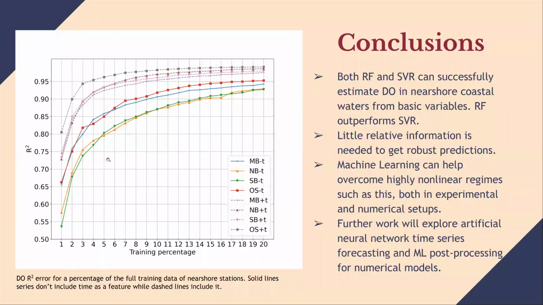Additionally, we also wanted to know how much training data we could actually use to train the model to get a good enough approximation of dissolved oxygen. And we have found that if we use time as a predictor, then we can get away with only using around 4% of the data to get more than 0.9 R-squared. But if we don't use time, which as we remember was the most important predictor, we have to go all the way to 15% of the training data that we started with.